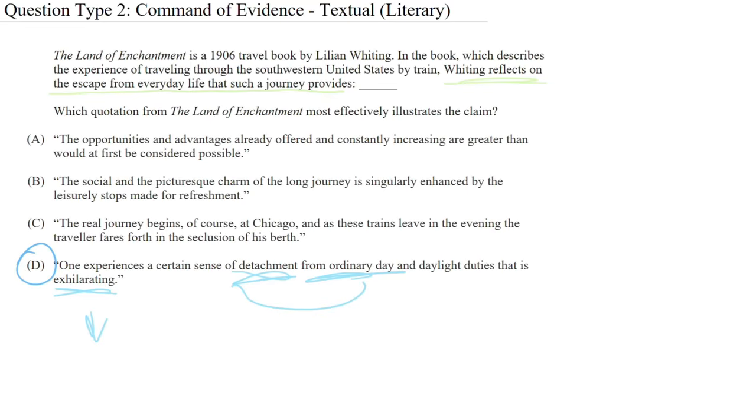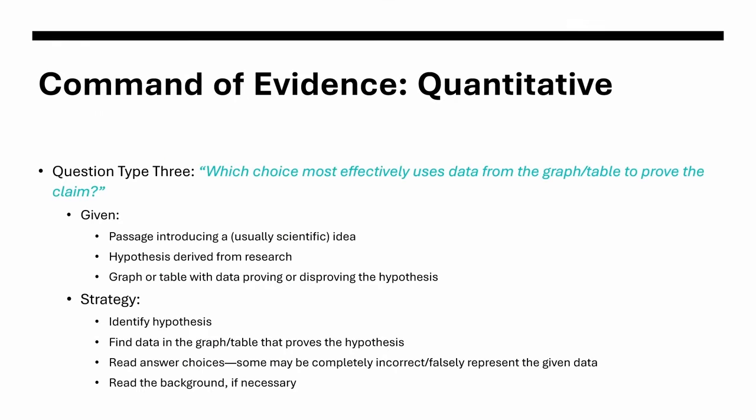She is reflecting on that. It's literally word for word, just copying what the description, what the claim says. This is our final command of evidence question. It focuses on quantitative data, that is data with numbers. So, question type 3 asks, which choice most effectively uses data from the graph or the table to prove the claim? And that also may read to disprove the claim.